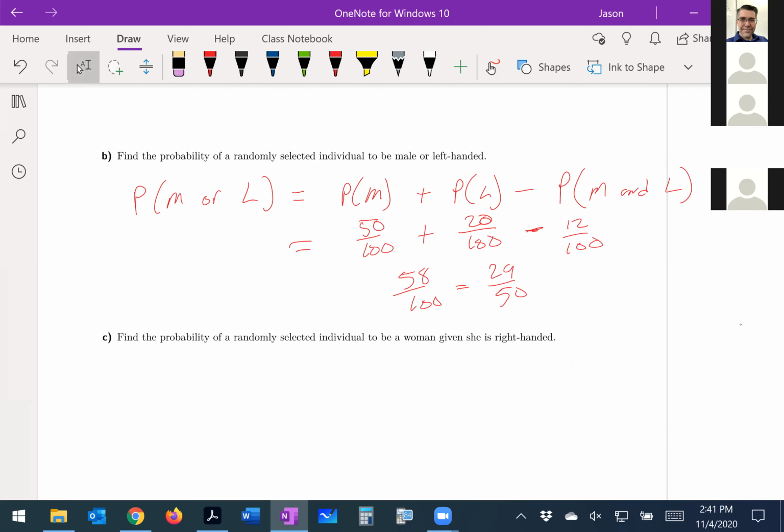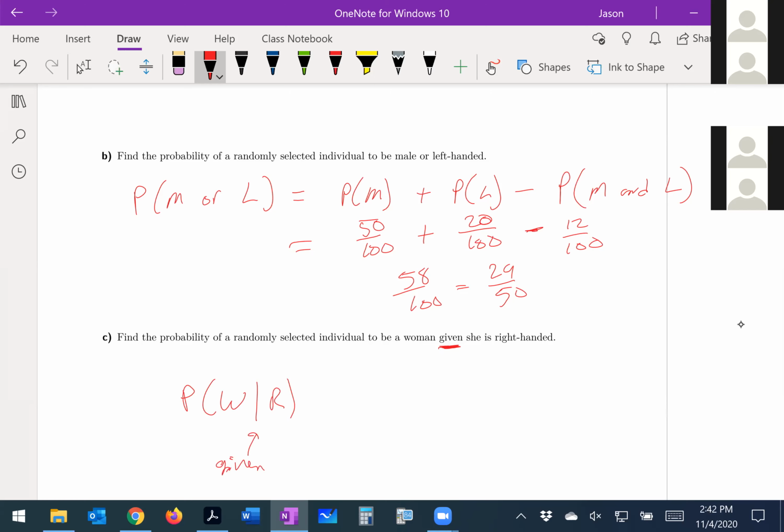Find the probability of a randomly selected individual to be a woman given she is right-handed. Now this given is very interesting, because what this is saying is, what's the probability that a randomly selected individual is a woman, given that she is already right-handed. So this line here means given. What we do when we see that given, we say, hey, that's the sample space we are given, which means that this person has to be right-handed. If it's given that that person is already right-handed, then we only look at those with the given trait.